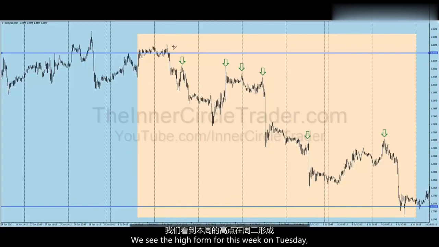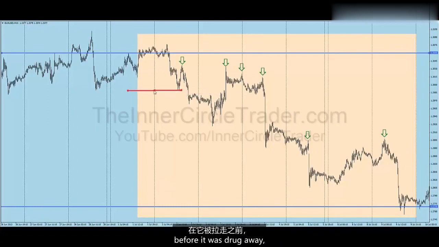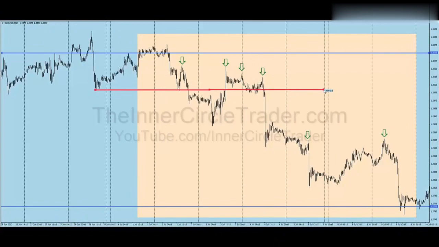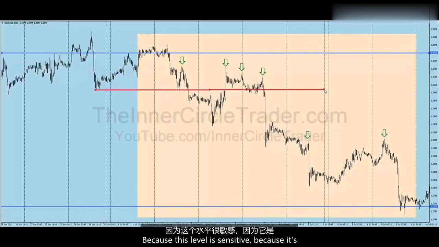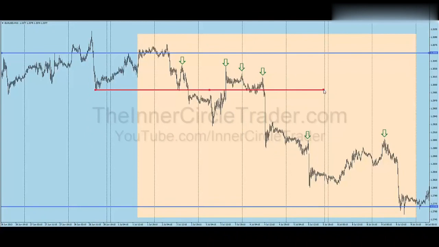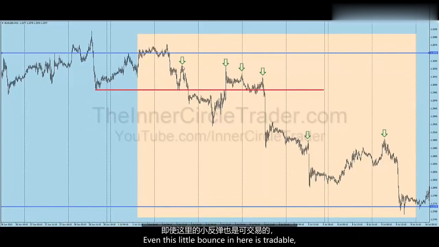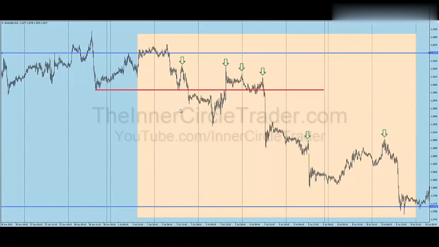We see the high form for this week on Tuesday, and as price trades up to that point, it's coming off of this low here. So we have this low as a reference point. It'd be nice if I had kept that on the low before it was dragged away. Let's put that back where it belongs. What we're going to do is draw this all the way through the week, because this level is sensitive. It's a nice swing low going into a key level and trade it off. Even this little bounce in here is tradable, but we are focused on being what? A seller.